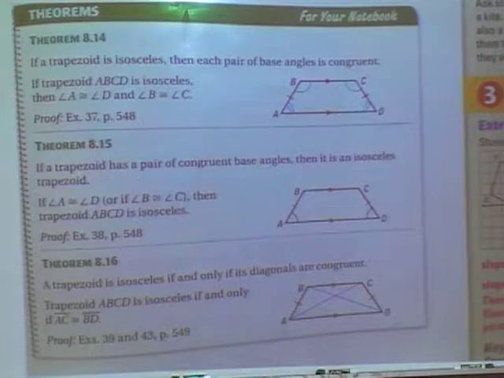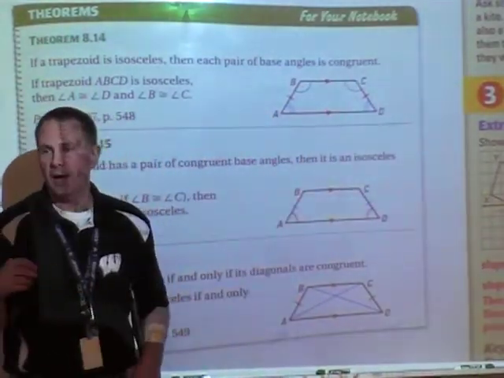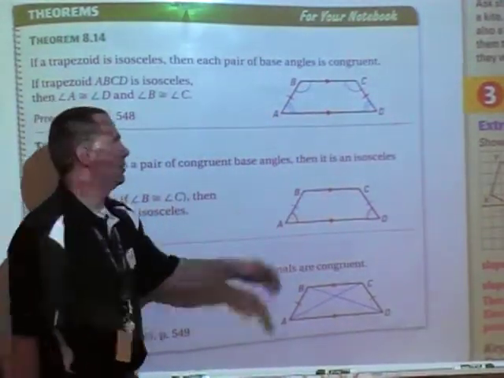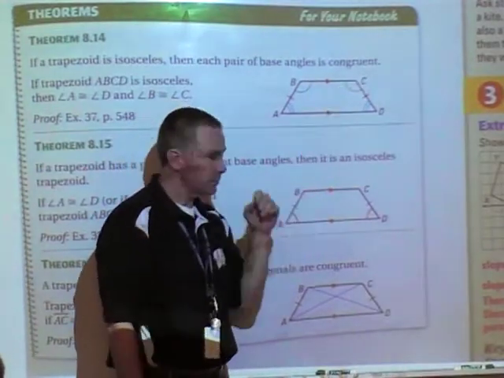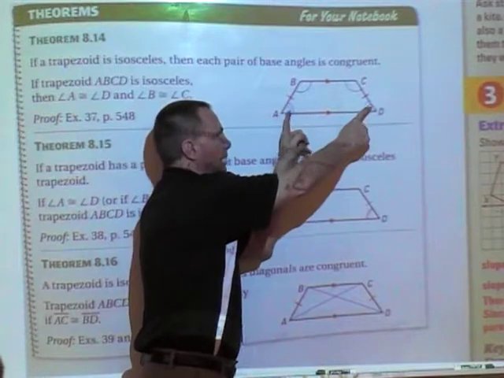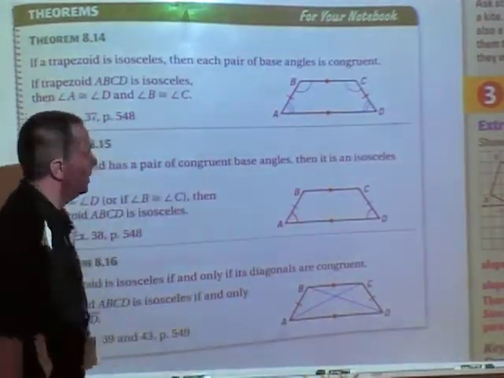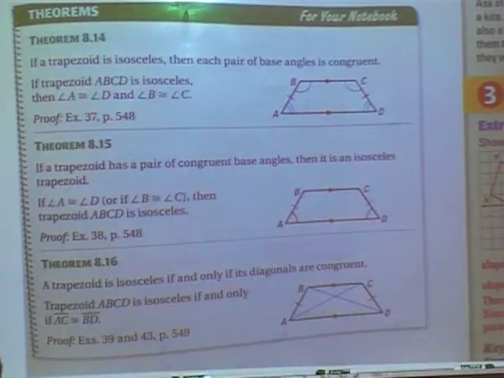Alright? So the first one, if a trapezoid is isosceles, again these first three are about isosceles, then each pair of base angles is congruent. So the parallel lines are your bases. So this is base 1, base 2. The top base angles are congruent to each other, and the bottom base angles are congruent to each other. That's what the first theorem is stating.